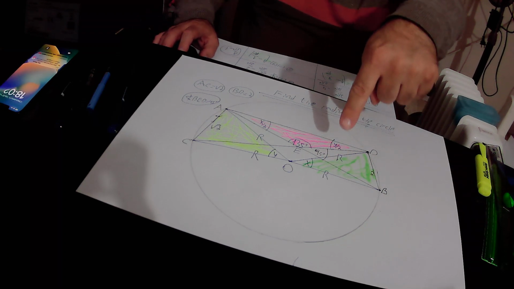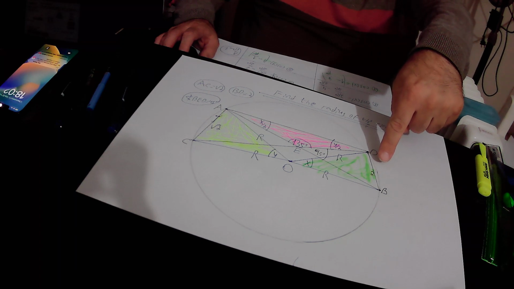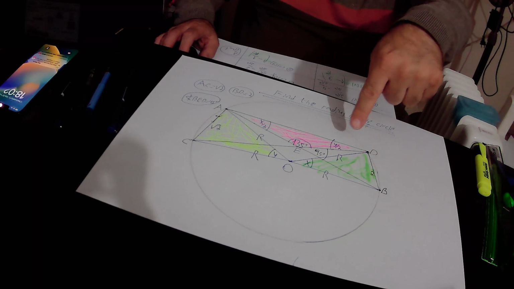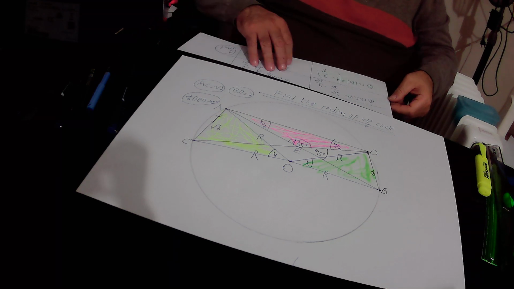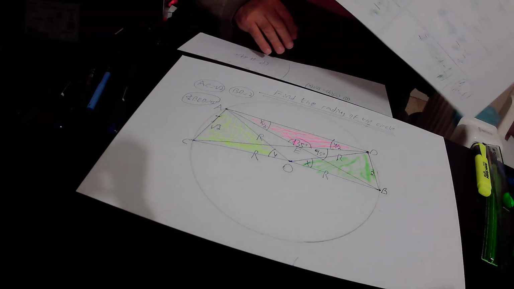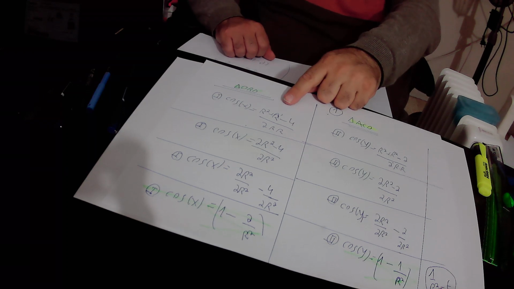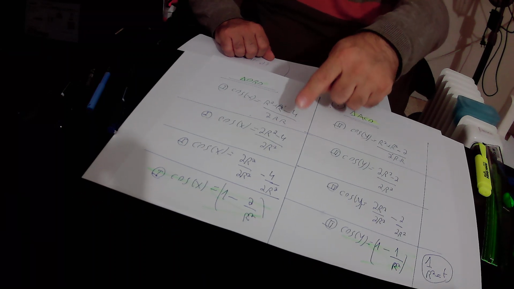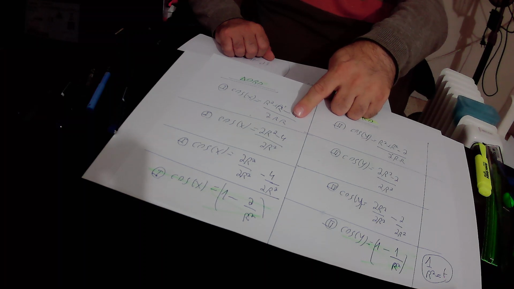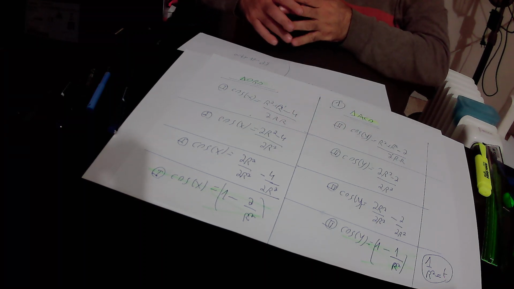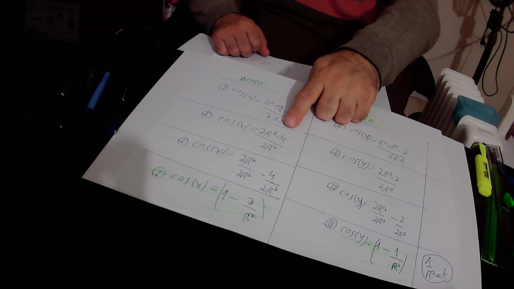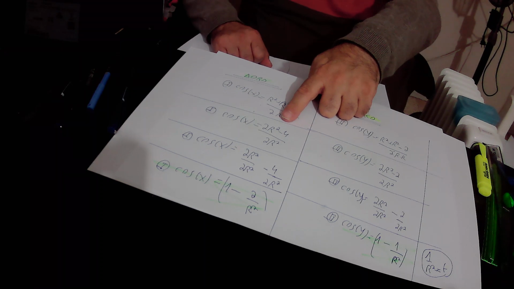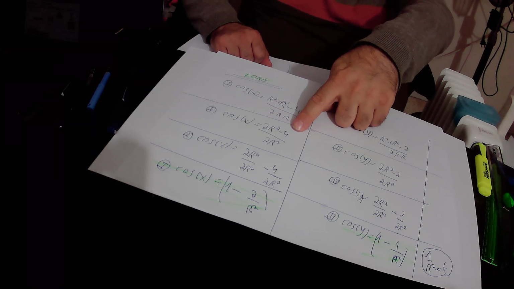cosine x equals r squared plus r squared minus 2 squared, which is 4, over 2 times r times r. So cosine x equals r squared plus r squared, which is 2r squared, minus 4, over 2r squared. Then we split this side of the equation into two parts. So cosine x equals 2r squared over 2r squared minus 4 over 2r squared.